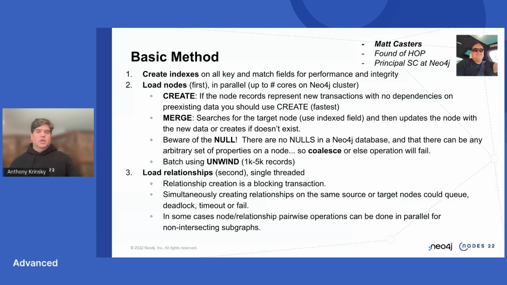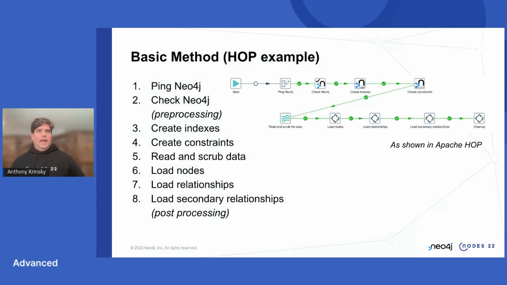Now, in some cases, you know that the simultaneous relationship inserts or merges don't affect the same source and target nodes at the same time. So in that case, feel free to parallelize your load. And in the hop example, this is how you might think of it. Matt demos a flow where he pings Neo4j, checks that we're alive, then he creates indexes, creates constraints, and then gets a handle to the input data, loads the nodes, loads the relationships, and then secondary relationships.